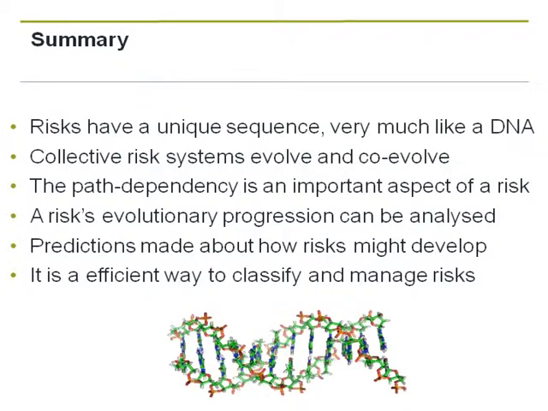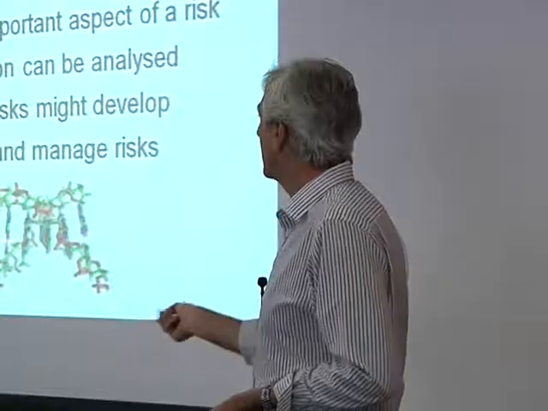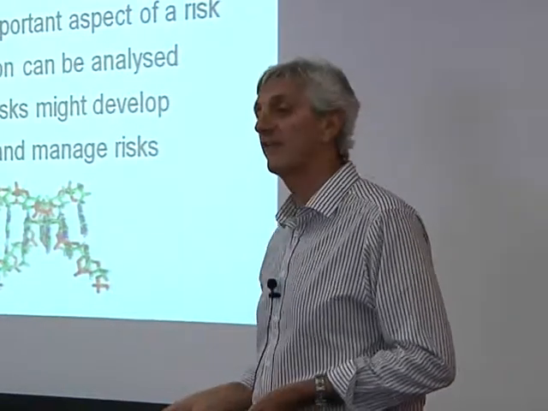So this is looking a bit like DNA. Collective risk systems evolve and co-evolve. This past dependency, of course, the insurance industry knows that the history is important from individuals, from a medical, from motor car insurance. They know that. Here is another way of looking at this. The progression can be analysed, and predictions about how risks might be developed, and I'd call that emerging risks, and really an interesting way to classify and manage risks.